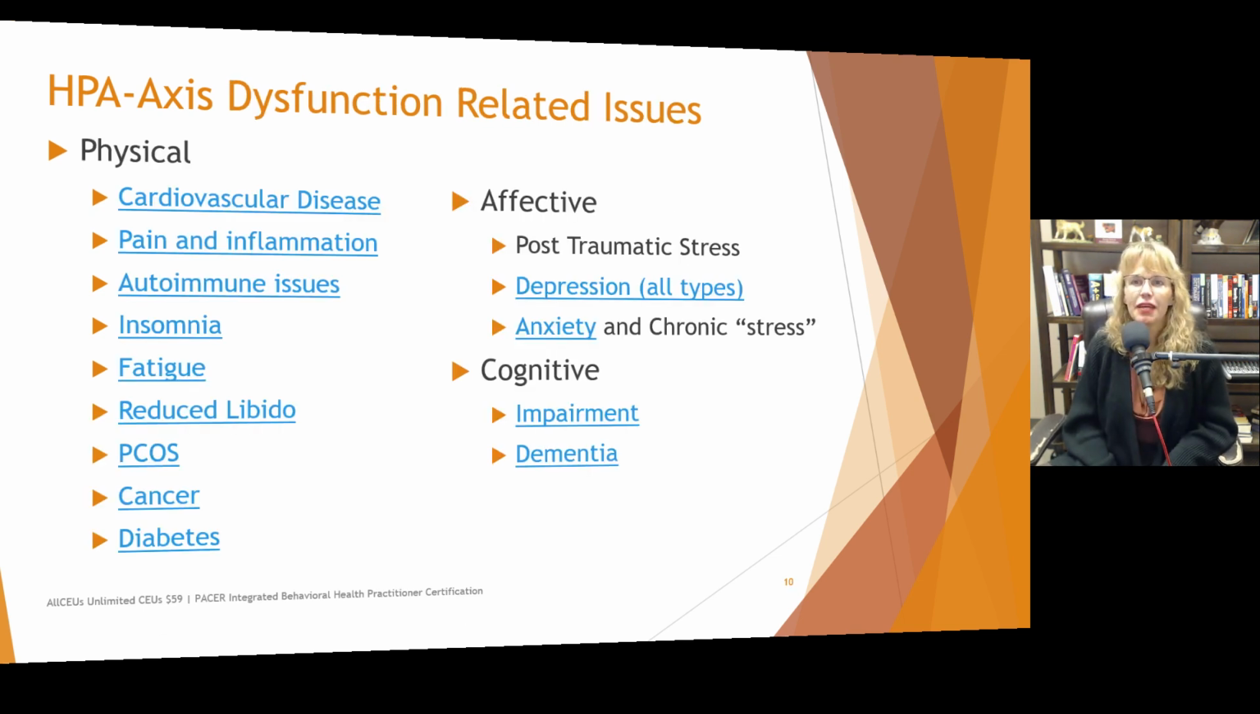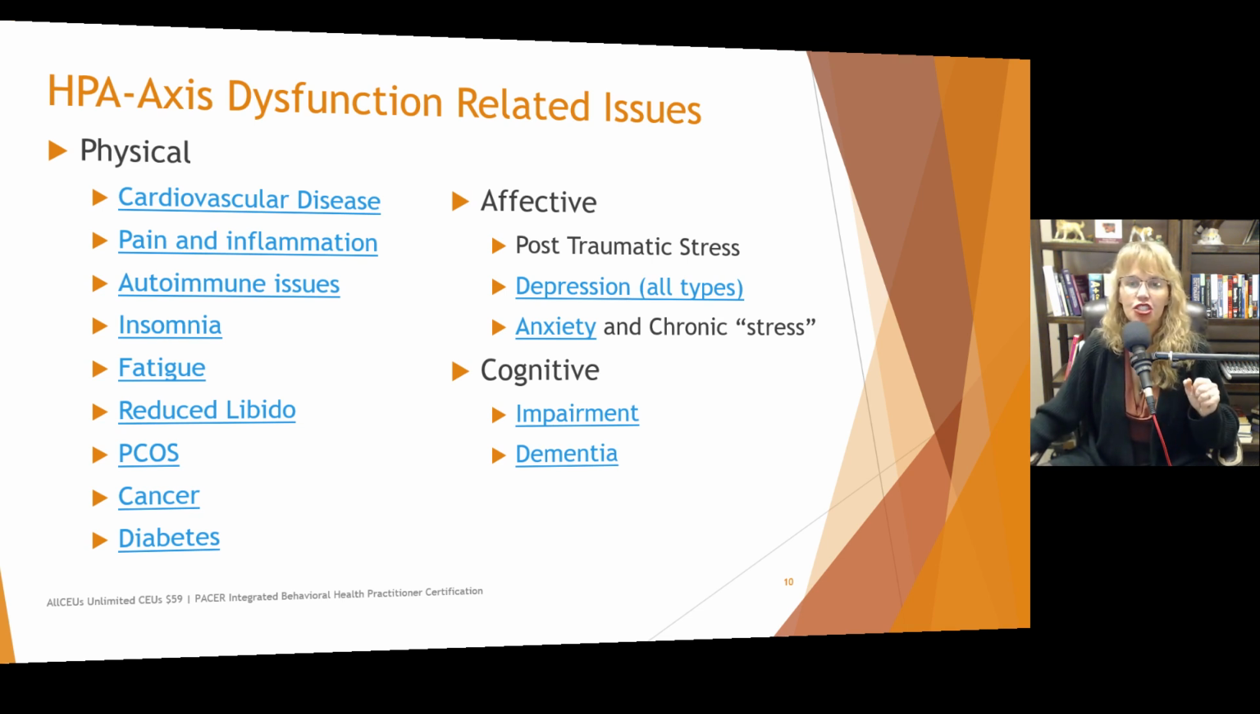What does it look like when the HPA axis is not functioning right? Well, there is direct evidence to implicate HPA axis dysfunction in cardiovascular disease, including high blood pressure, in pain and inflammation and autoimmune issues. Remember, cortisol is a steroid and assists with inflammation suppression when the system is working well. But when it's not working well, cortisol is not able to exert its effects. And that can lead to autoimmune issues.